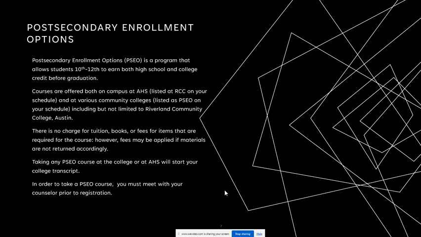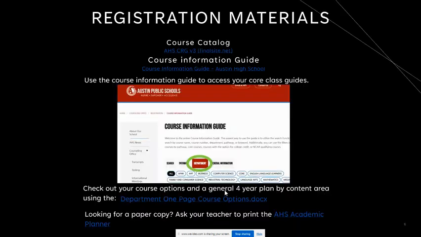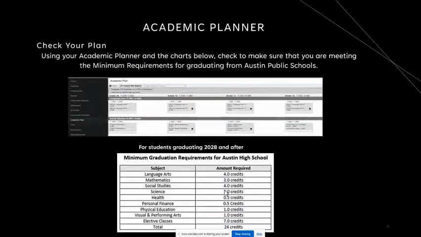Taking any PSEO courses at the college or at the AHS will start your college transcript, and that will be what travels with you. So you want to make sure you're ready to take on that challenge. In order to take a PSEO course, you must meet with your counselor prior to registering. So you can't just do that on your own, but you will need to make sure that you are completing that. Now, one thing I did want to mention to you, your Packer profile course is under one of your required electives. So that is just counted in your elective courses, but of course, all ninth graders take it as well.